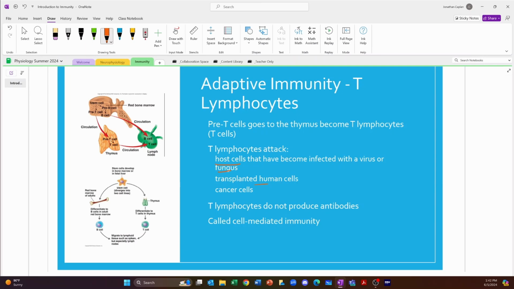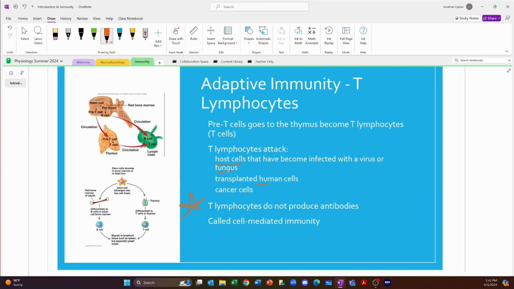Because if you don't, those killer T cells are going to go to that transplanted organ and kill it, because it sees it as a foreign body. Okay, so sometimes that can happen as well. So a lot of people with transplants will go on those high medications. Cancer cells will do it.